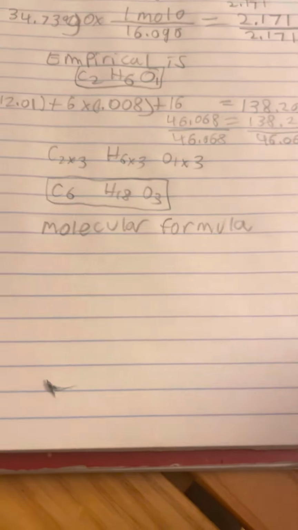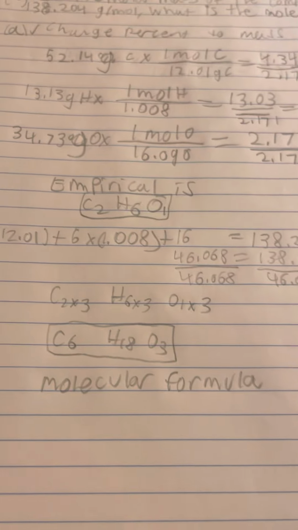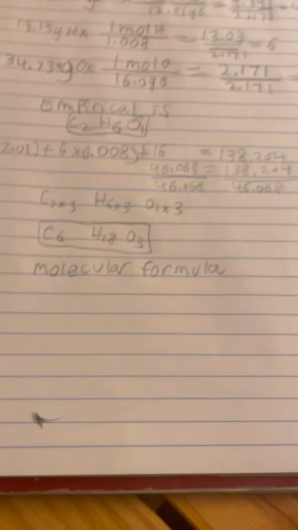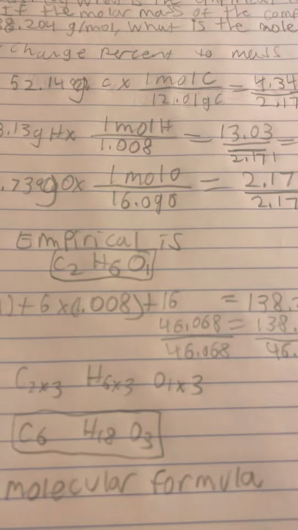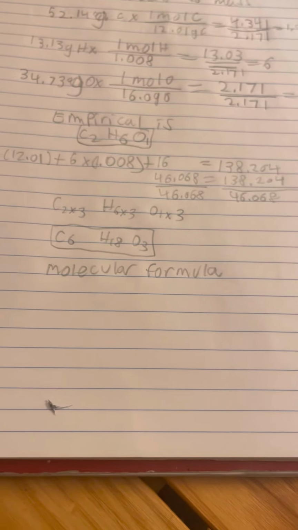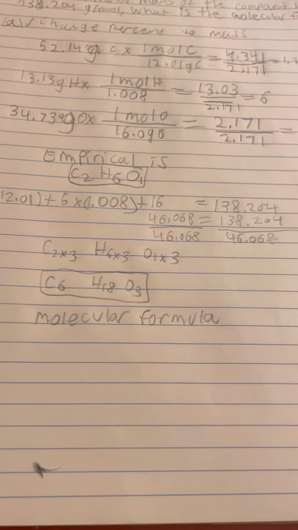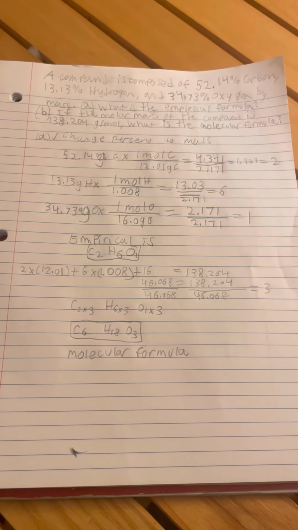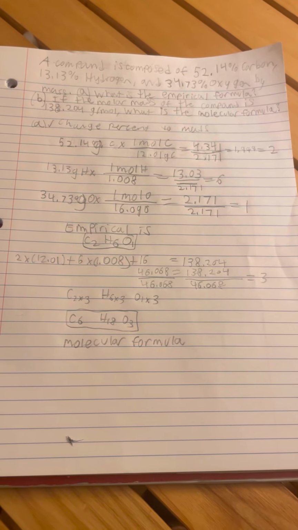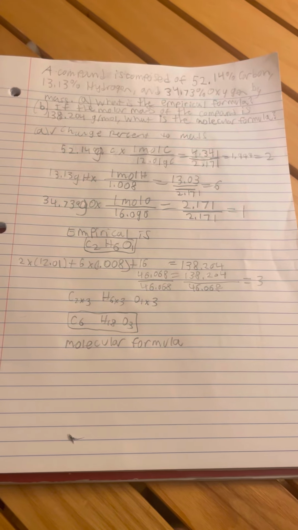What the difference is here is the empirical formula is like the 1-to-1 ratio. Molecular formula is almost like a double, a multiple ratio version of the empirical formula, you should say. It really depends on how many you have. But what we did was times the empirical formula by 3, and that is what we get. And this is the entire problem-solving process for the example that I have.